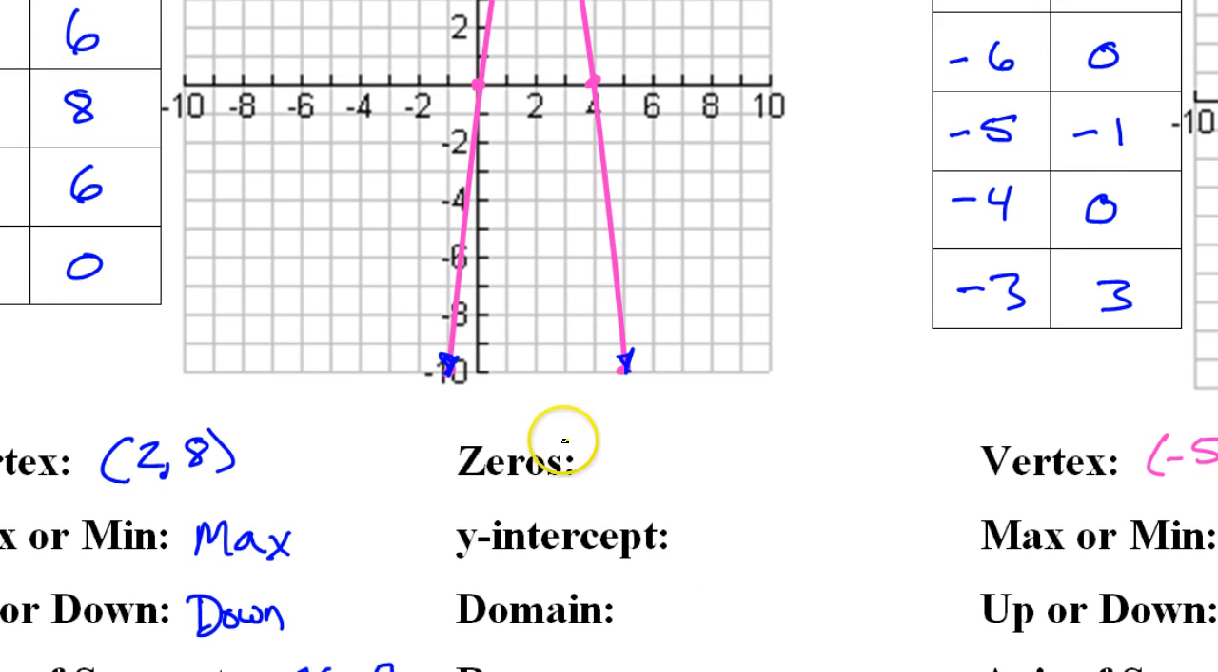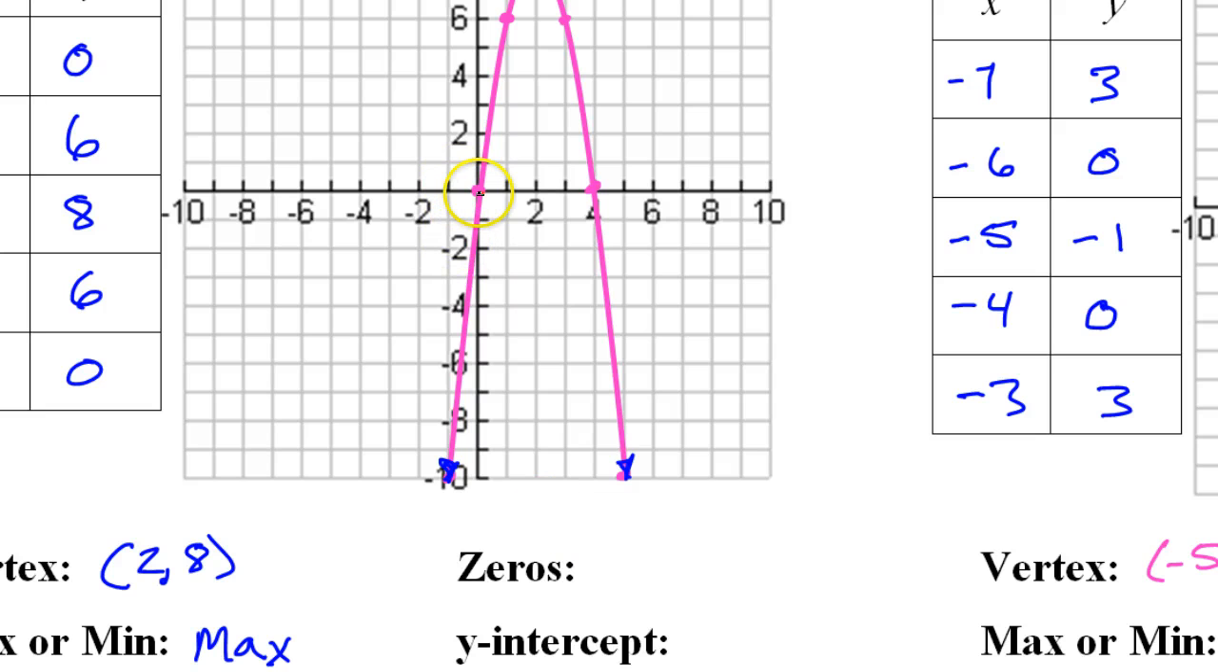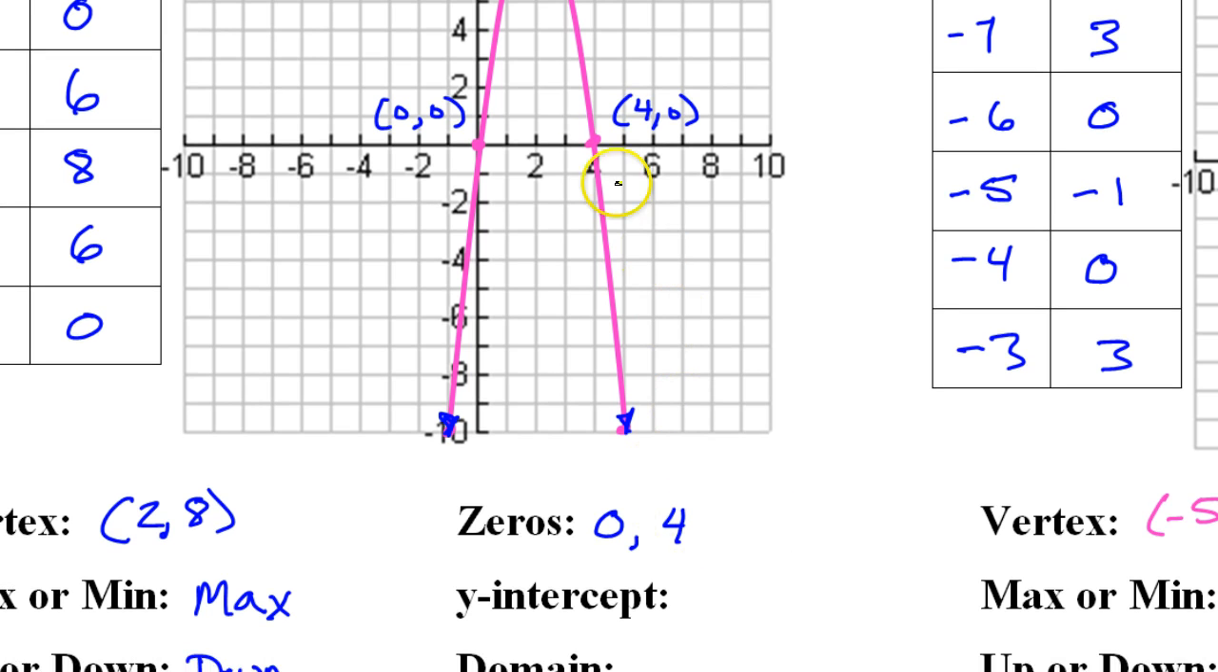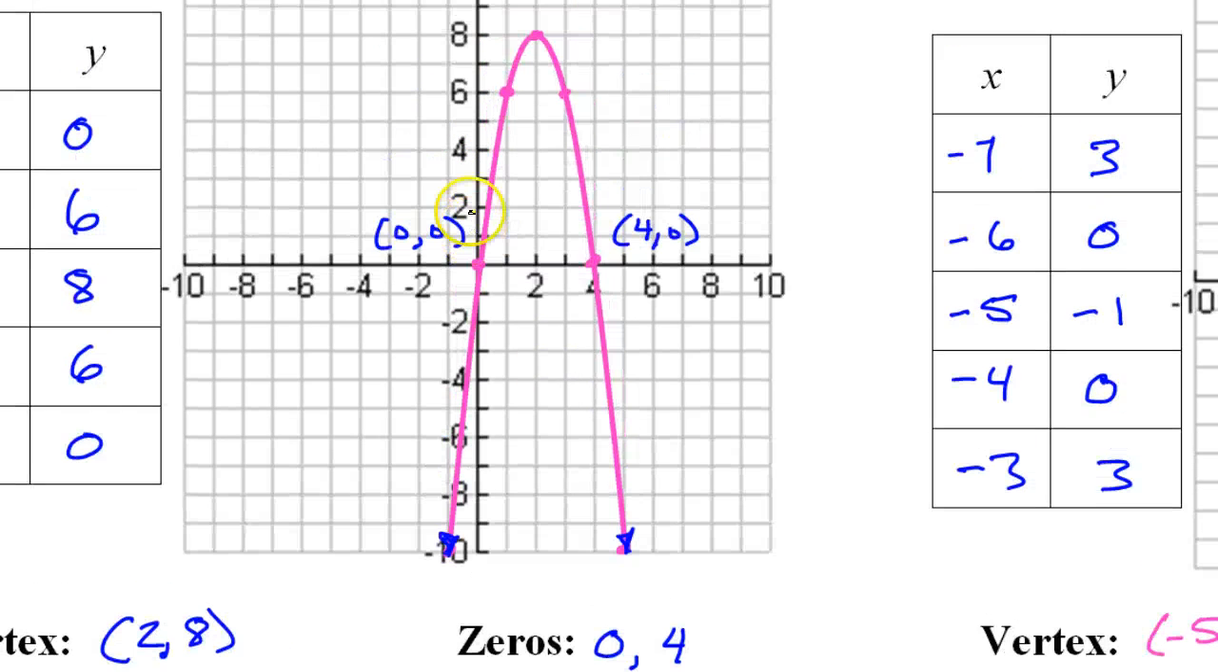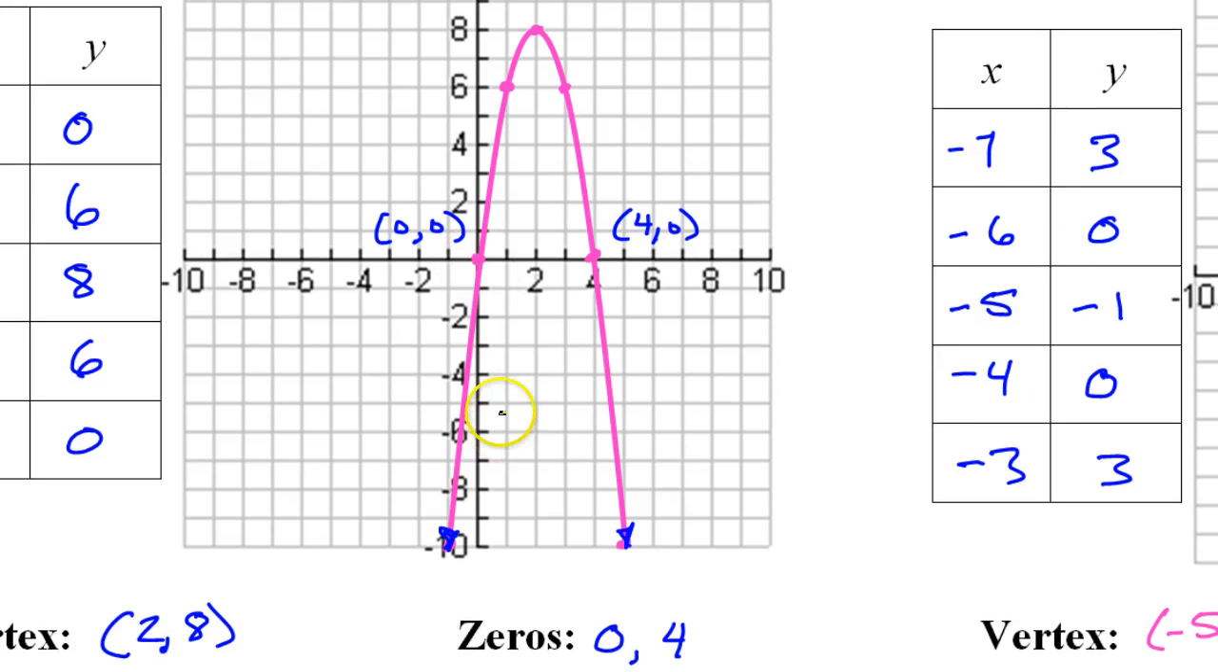The zeros are very similar to the x-intercepts. If I asked you for the x-intercepts, you would say 0, 0 and 4, 0. Those are the x-intercepts. The zeros of a function are just the x values of those, so the zeros are 0 and 4. Now, the y-intercept, on the other hand, is an ordered pair. It's wherever the function touches the y-axis, which in this case is 0, 0.